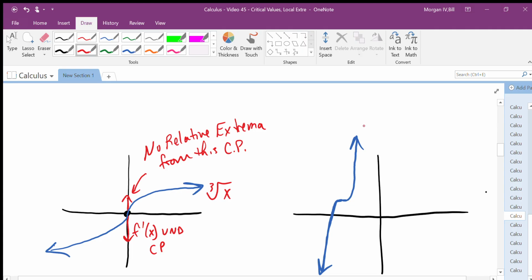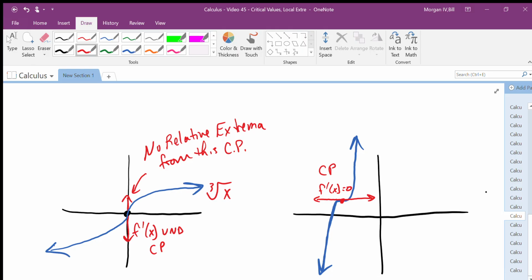On the right here we have some version of the x cubed graph, and at this point here, we see that the slope flattens out, and you get a slope of 0. f prime of x equals 0 at that point. That, by definition, makes it a critical point. Critical point, again, is anytime the derivative is equal to 0 or the derivative is undefined. That makes it a critical point.